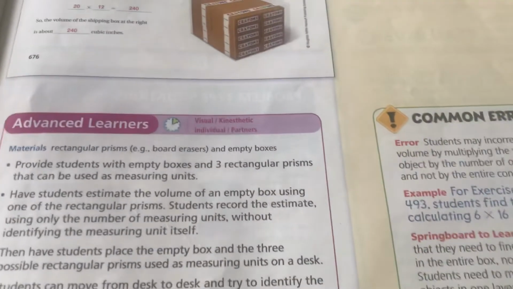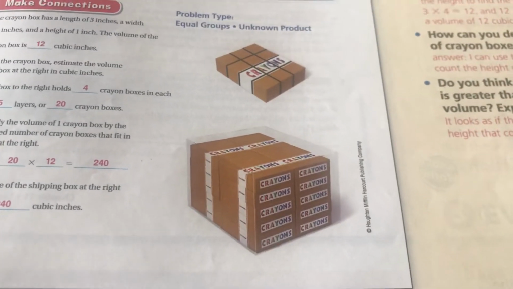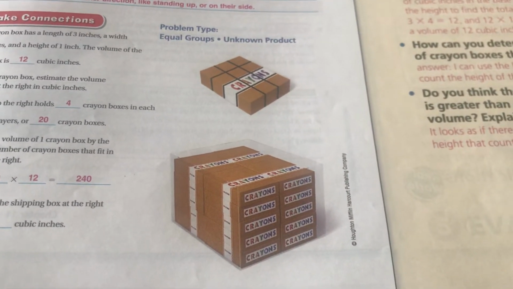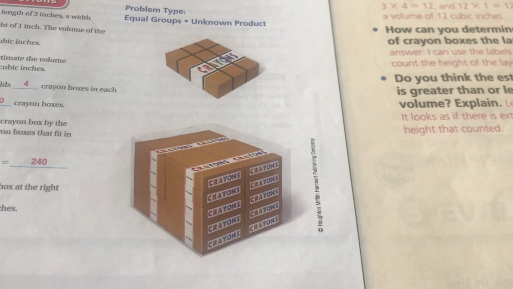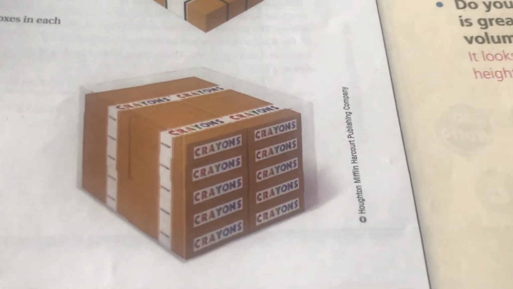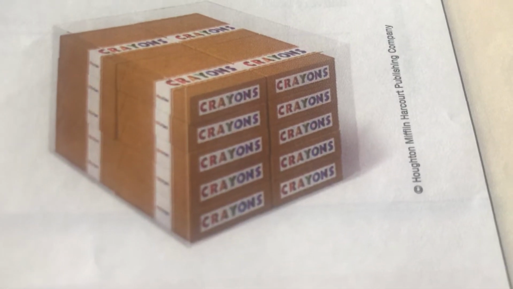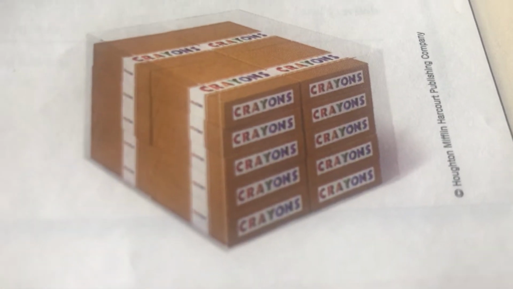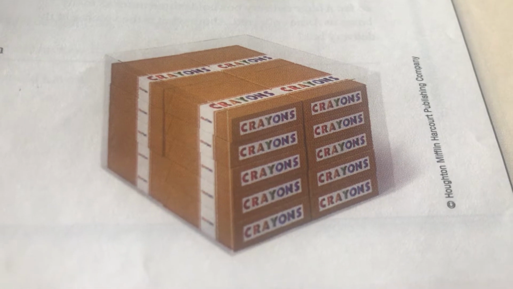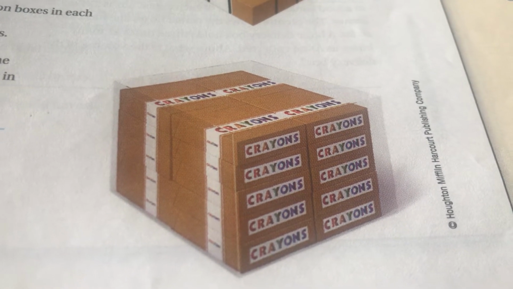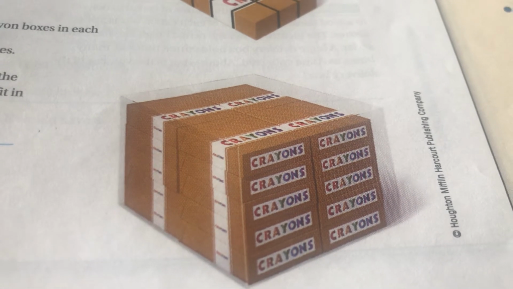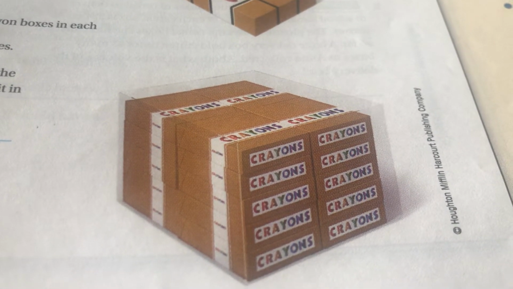All right, let's go to page 676, and we're going to look at the make connections part. All right, so step one, let's count how many boxes there are. There's a couple different ways to do this. You can sit there and count the boxes out, or you can figure out what's the length, the width, and the height. So just to do it this way, I am looking here.